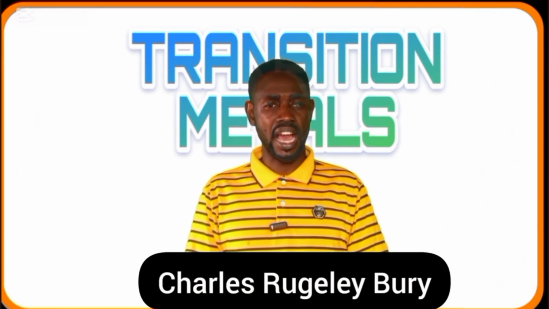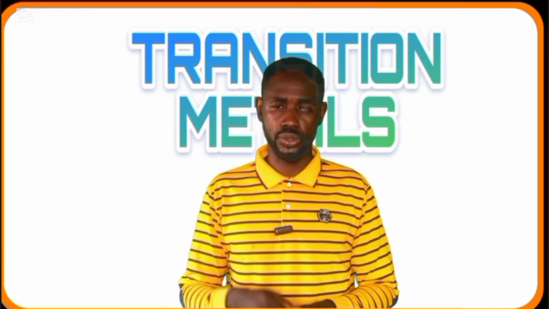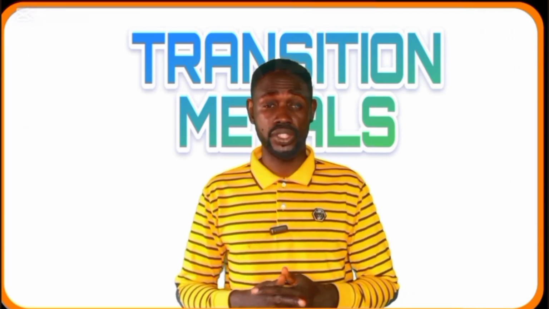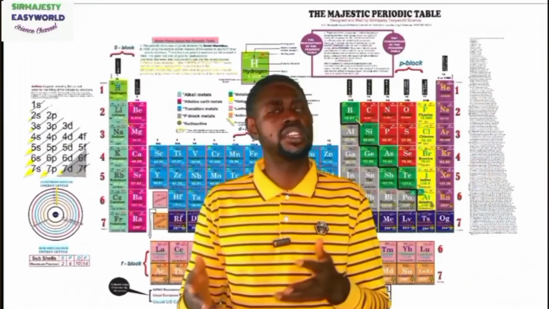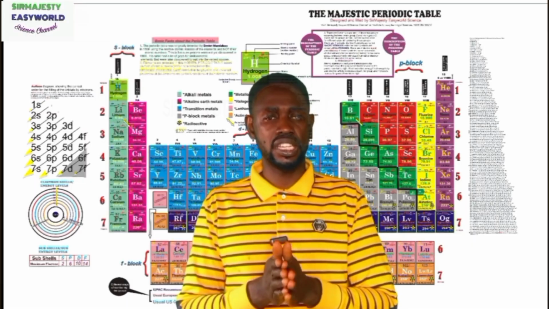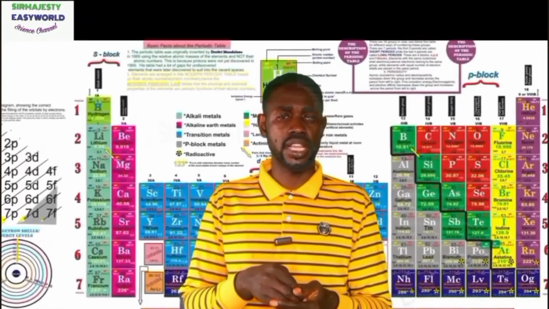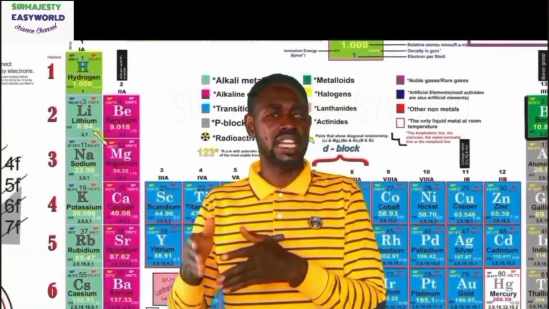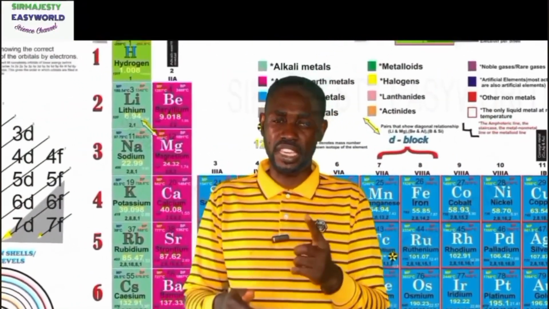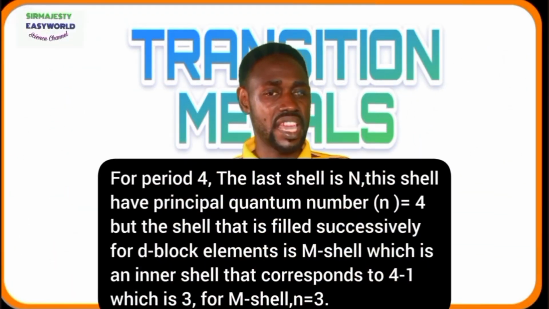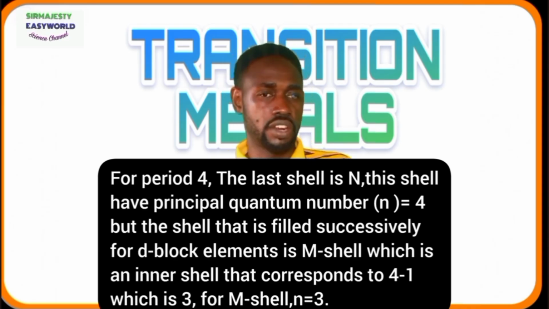Charles Rugeley Bury, an English chemist, was the first to use the term transition metals in 1921 to describe the series of elements on the periodic table that were changing between stable electronic configuration in their inner shells, mainly those that occur from the 4th row, period 4, that transition from stable group of 8 to a stable group of 18 electrons in their penultimate shell. That is n equals 3, that is M shell for period 4.